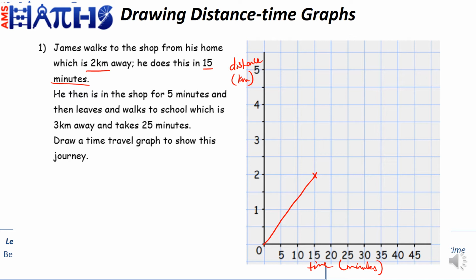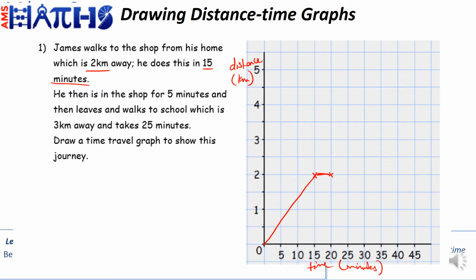It says he then is in the shop for 5 minutes. So another 5 minutes from 15 minutes would take us to 20 minutes. So we draw a horizontal line to show that he has stopped at the shop. And it says he walks to school, which is 3 kilometers away when he leaves that shop, and that's going to take 25 minutes. So here we have covered 20 minutes of the journey. We need another 25 minutes to get to school. So from 20 add 25, we end up with 45 minutes.